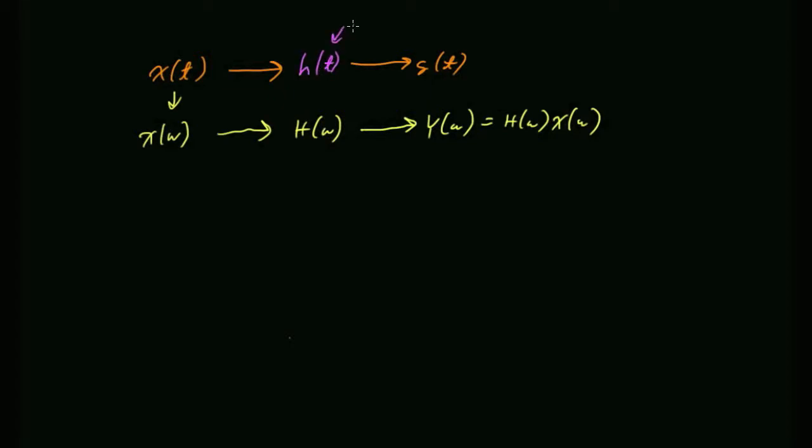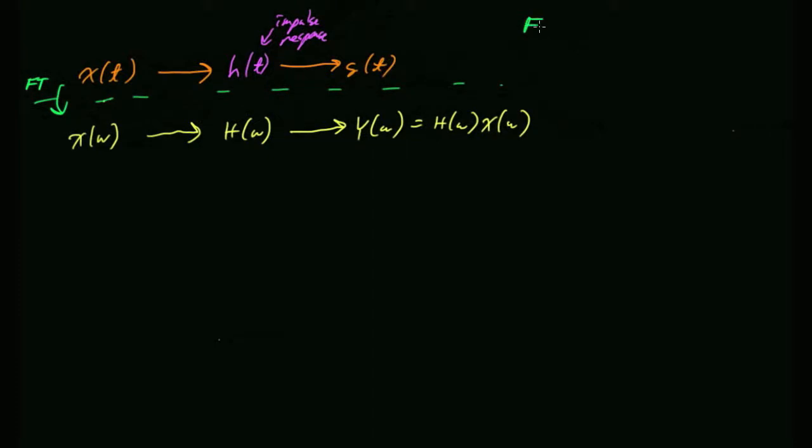Okay, so remember, in order to go from the top row to the bottom row, you take the Fourier transform. So the Fourier transform of x of t is X of omega. The Fourier transform of the impulse response is the transfer function, right? Let's write that down. Fourier transform of impulse response is transfer function. Okay. So let's work this. We know what h of t is. h of t is the impulse response.